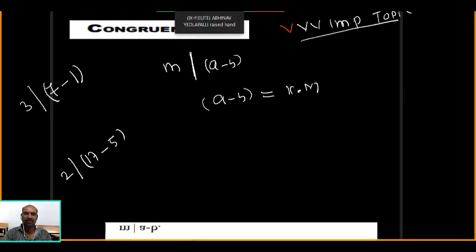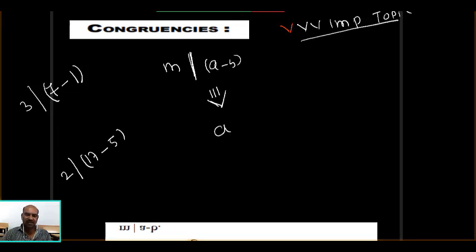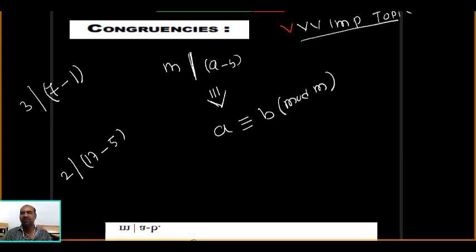Now listen, students, this is important. M divides A minus B, or A minus B is divisible by M. This is written in another way. If M divides A minus B, this is written as A is congruent to B modulo M. You can read it as A congruent to B modulo M. It means just that M divides A minus B. Here both are the same: A congruent to B modulo M.